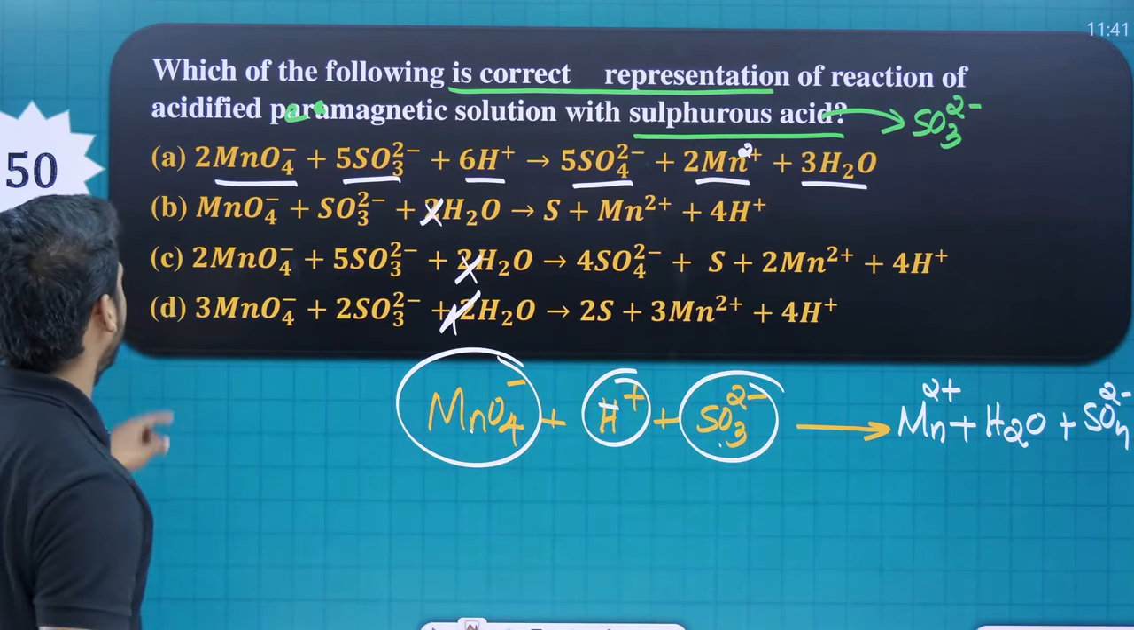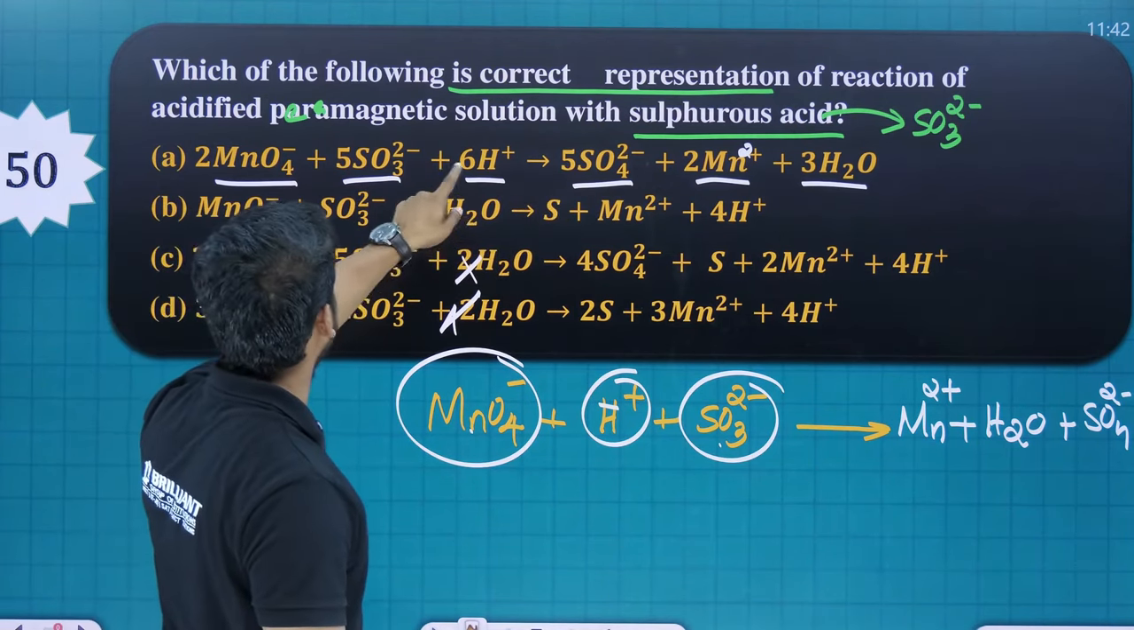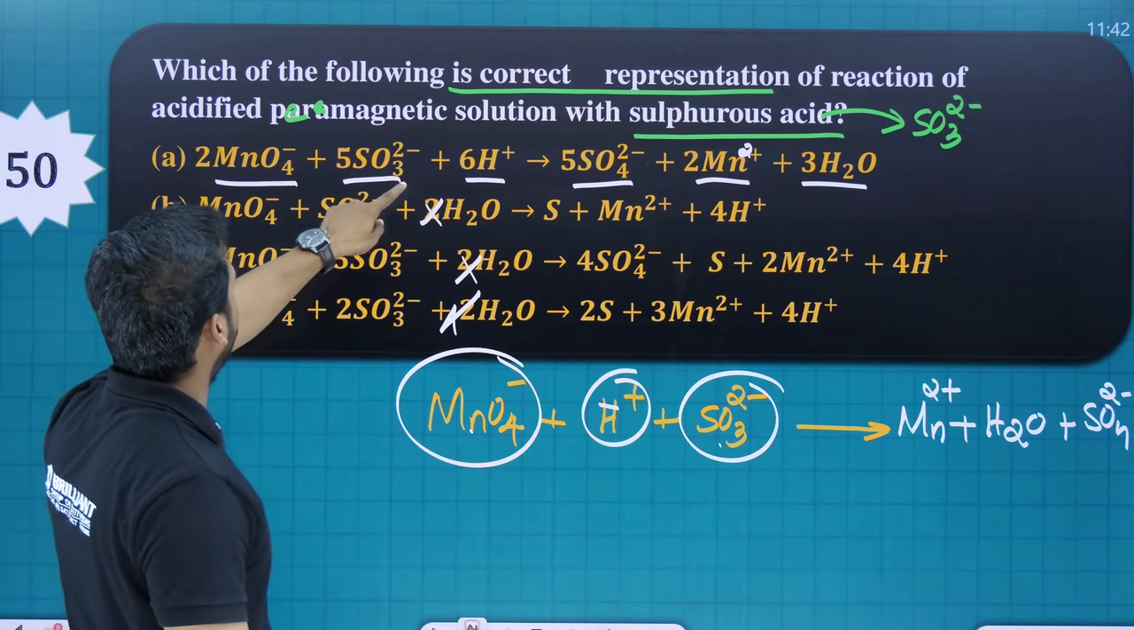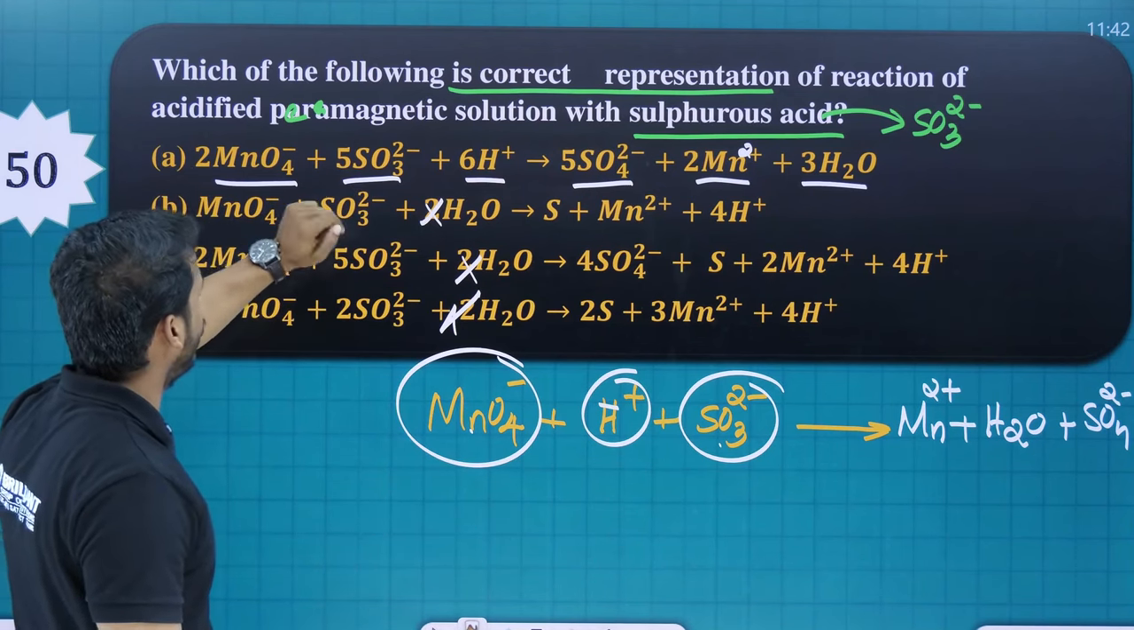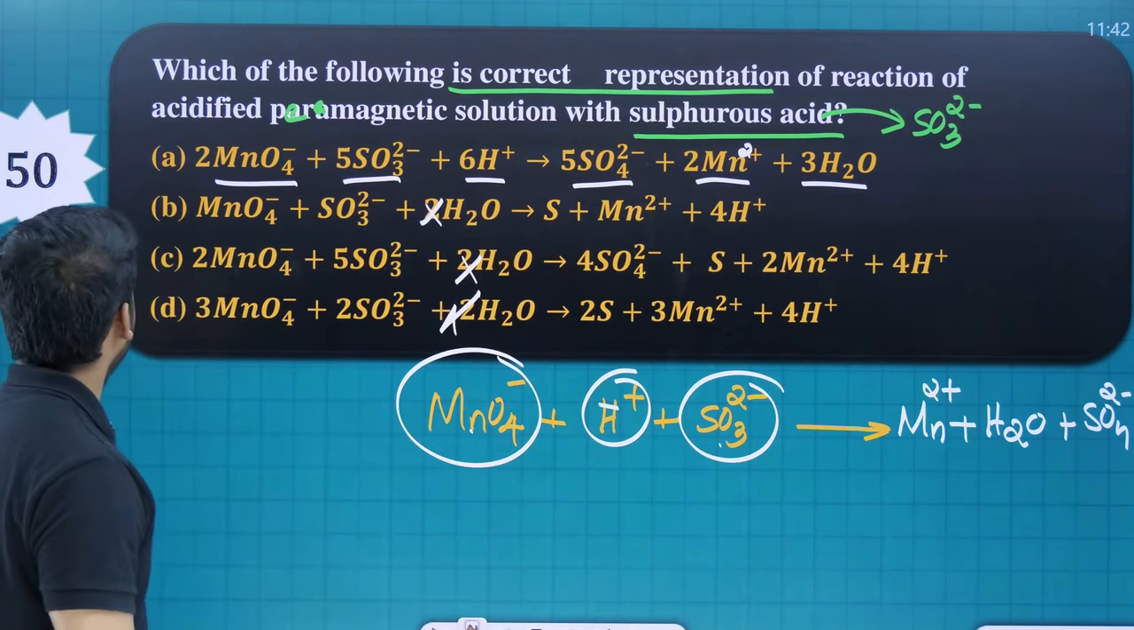Ready. Now balancing, checking. 2 Mn. Okay, 2 Mn. 5 sulfur. Yeah, 5 sulfur. 6 hydrogen. 3H2O means 6 hydrogen. Oxygen: 2 into 4 is 8, 8 plus 15 is 23. Here 20, and 3 oxygen. Yeah, 3 oxygen. Right. Option A.